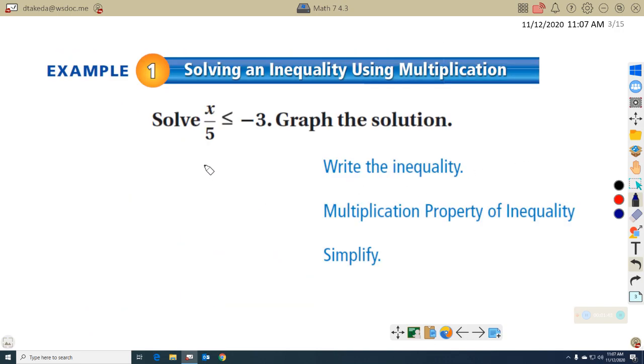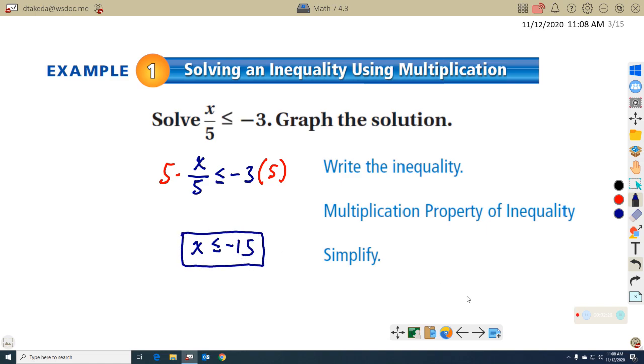x divided by 5 is less than or equal to negative 3. Okay, so if x is divided by 5, but I want to solve for x, that means I have to multiply that side by 5, because 5 divided by 5 gets me a 1. But I also must multiply the right side by 5. So when I do that, 5 divided by 5 is just 1. So 1x is x, and that's going to be less than or equal to negative 3 times 5, negative 15.